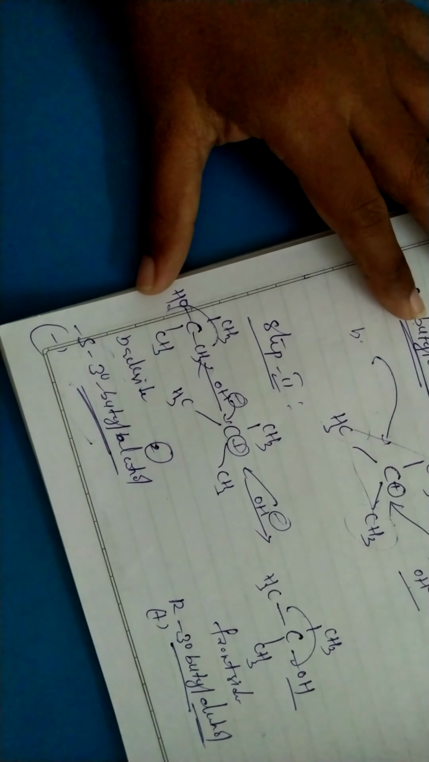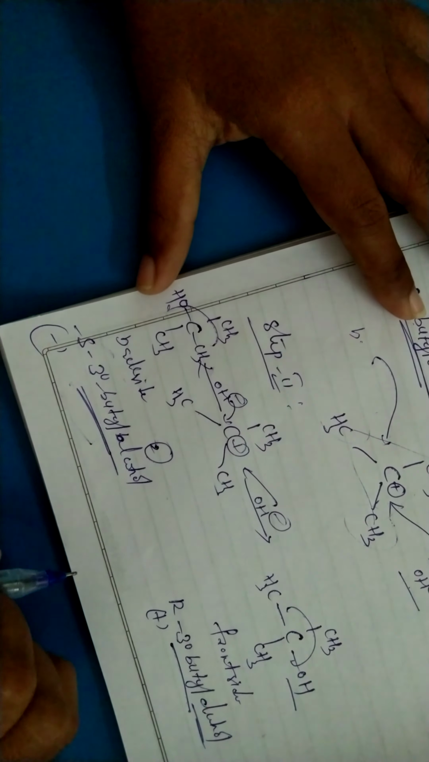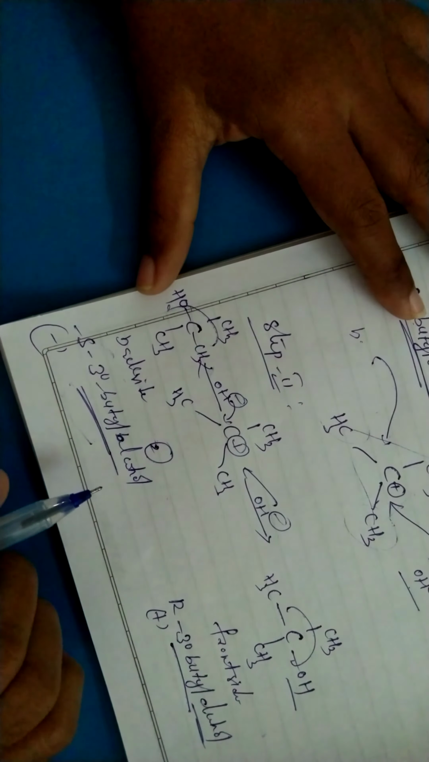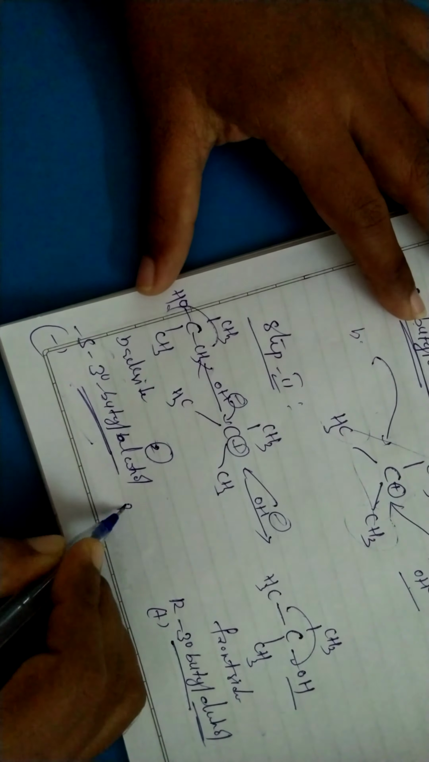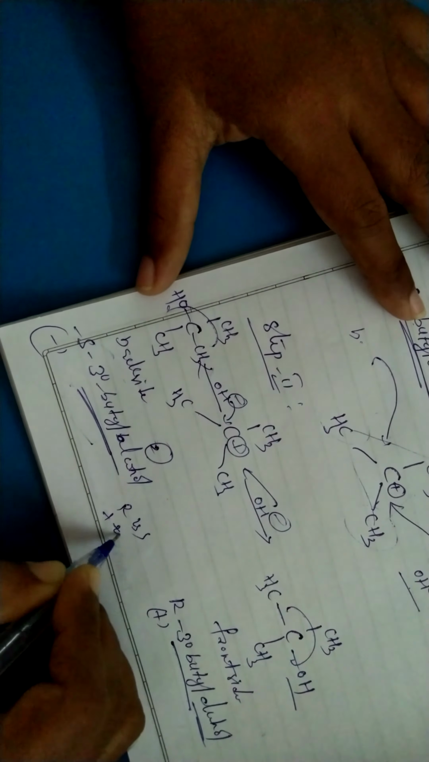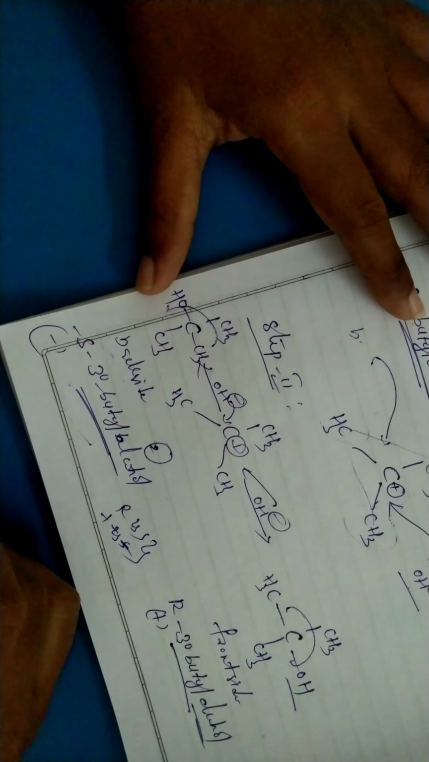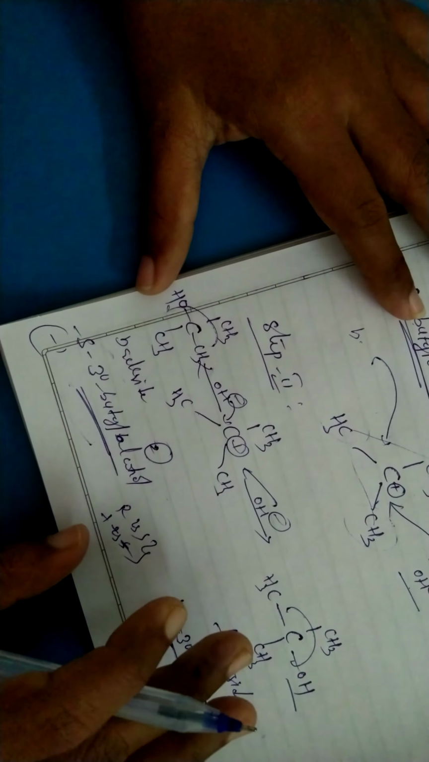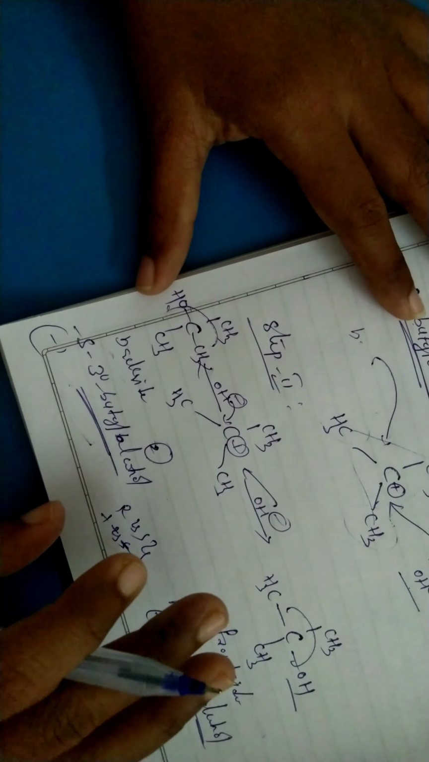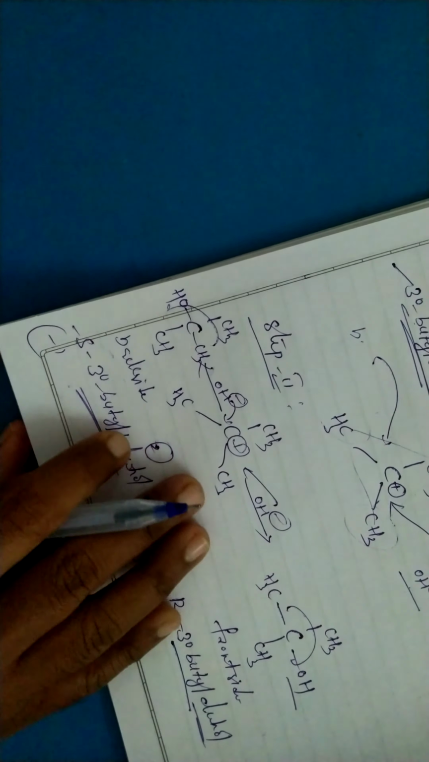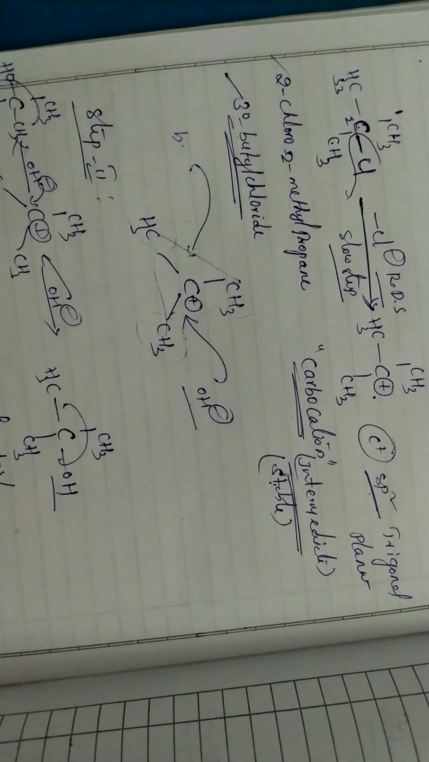So what are enantiomers? The non-superimposable mirror images are called enantiomers. We have already discussed this in the general chemistry topic. Here we are getting two products, that is R and S or plus and minus. R and S, and plus and minus, these are called enantiomers. That means the product of SN1 reaction is called enantiomers. So this is about the SN1 reaction.